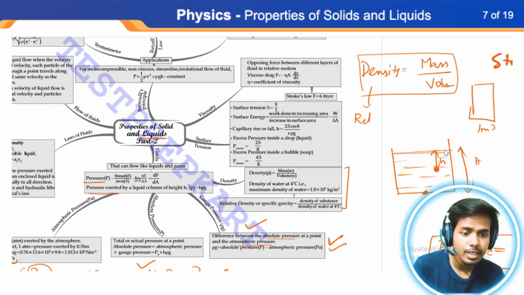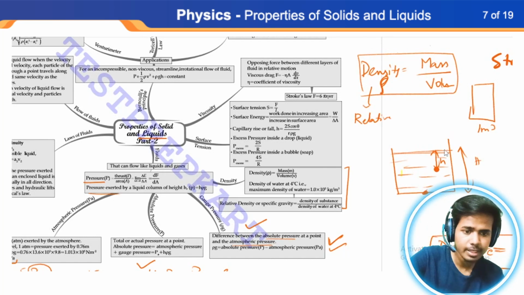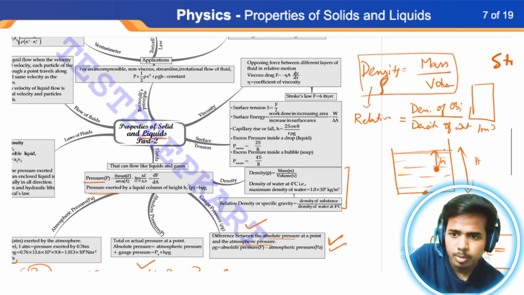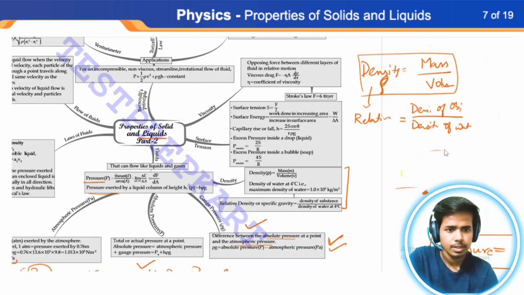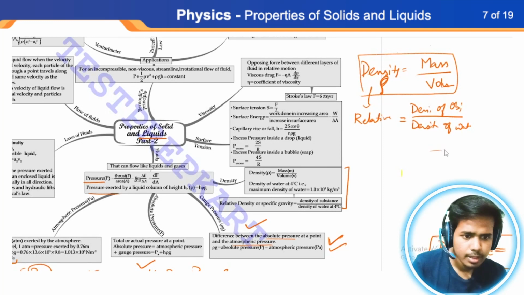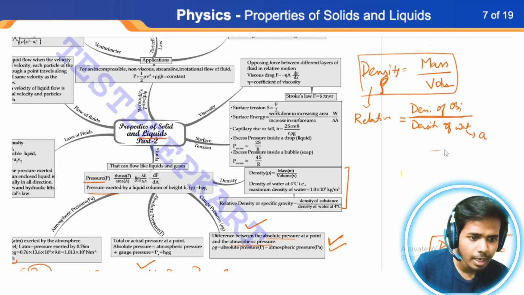We also have something called relative density. Relative density is nothing but the density of a particular object divided by the density of water. Let me just quickly erase this. So this is what I was talking about: the density of the object divided by the density of the water, and this is taken at 4 degrees Celsius.